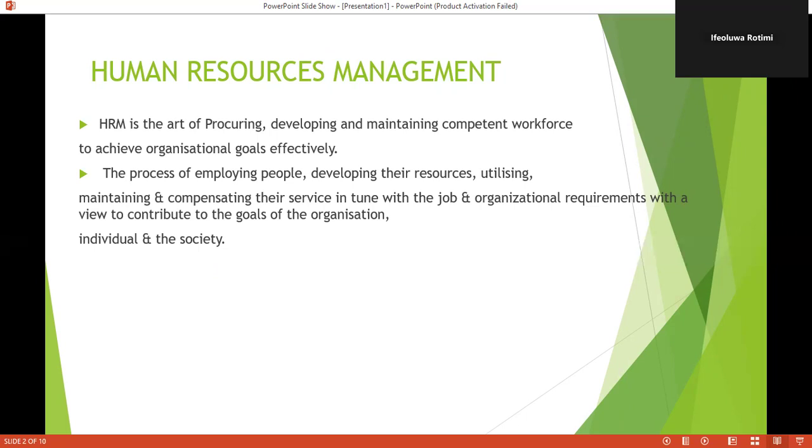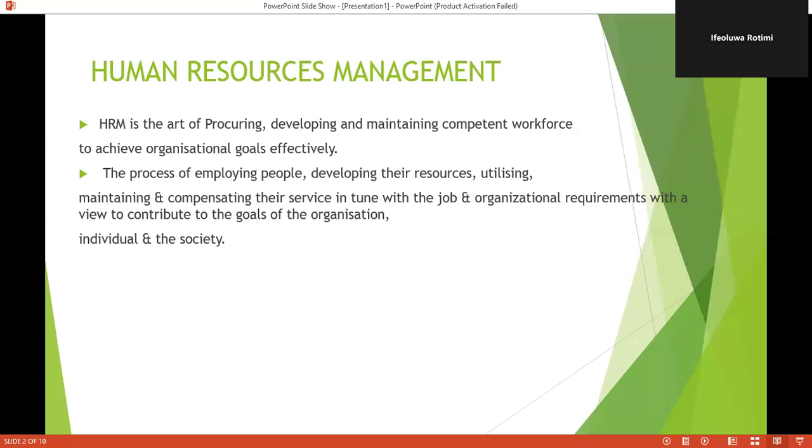So what are we saying? Employing people, that's getting people, putting out job adverts. Developing their resources, what those people have. Maybe that person is a data analyst, and how do you develop the resources with the facilities the company has? If the company has a system in place, a learning background, what orientation are you providing for them? Then utilizing and maintaining. Utilization means how you are able to utilize those resources, and also maintaining and compensating their services.